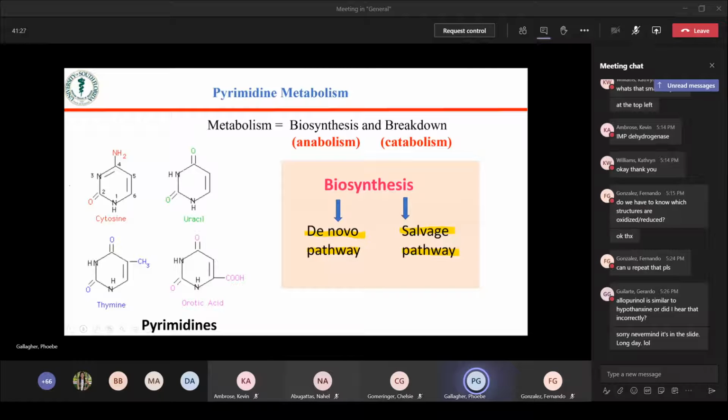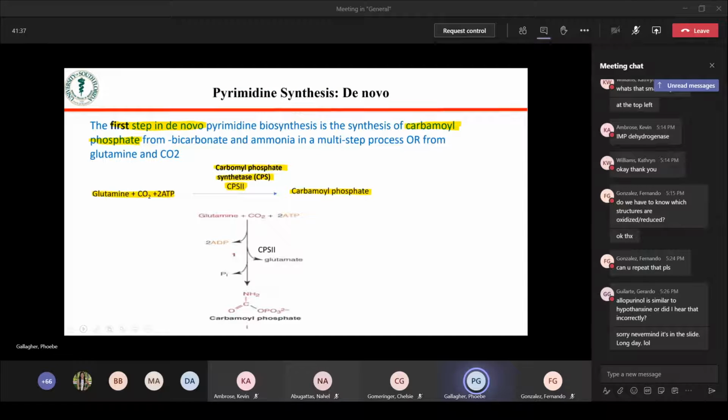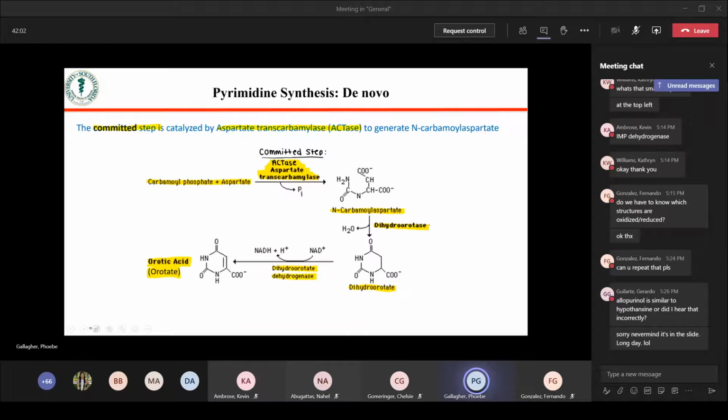Okay, so pyrimidine metabolism. Same thing, it has its own de novo and salvage pathway, and it also has its own catabolism mechanism. This is a very important slide to remember because she likes the first step and then the committed step. Understand that glutamine, carbon dioxide, and ATP will come together through CPS and make carbamoyl phosphate. That's what you have to know from this slide, and that's the first step.